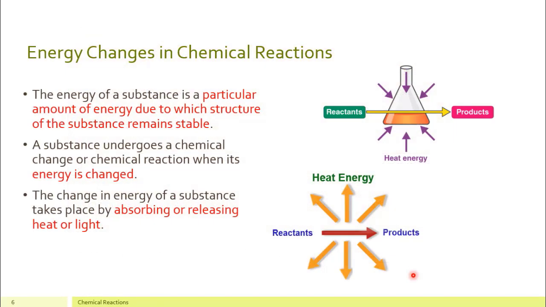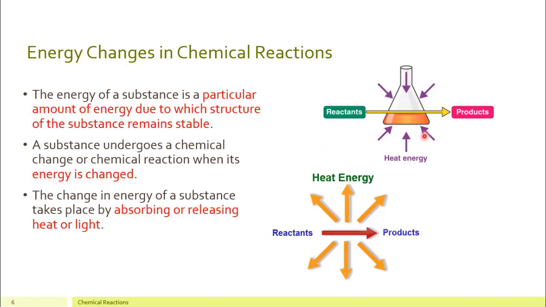In our today's lecture, we are going to discuss about energy changes in chemical reactions. The energy of a substance is a particular amount of energy due to which structure of that substance remains stable, which means energy of a substance is very important to keep the structure of substance stable. Now what happens to the energy changes? A substance undergoes the chemical change or a chemical reaction whenever there is some change in its energy. We will see that what kind of change occurs in energy. The change in energy of a substance takes place by absorbing or releasing heat or light.